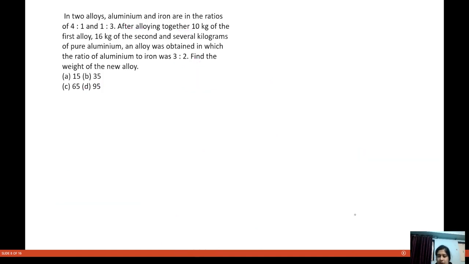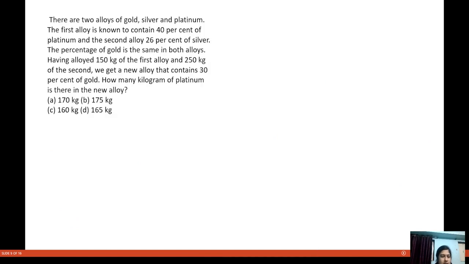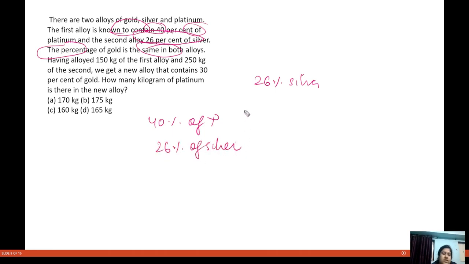Let's move on to the next question. There are two alloys of gold, silver, and platinum. The first alloy is known to contain 40% of platinum, and the second alloy is 26% silver. The percentage of gold is the same in both alloys. Having alloyed 150 kg of the first alloy and 250 kg of the second, we get a new alloy that contains 30% of gold.